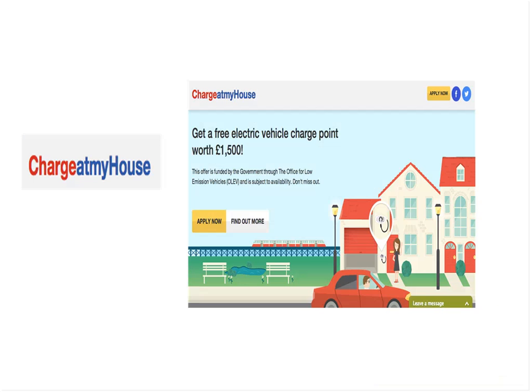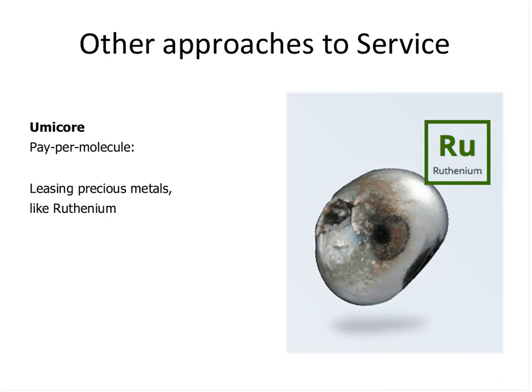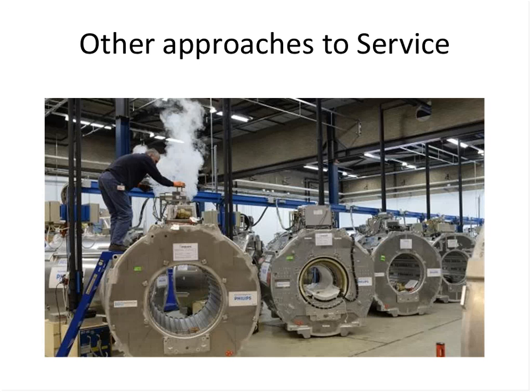Free electric vehicle charging points, again, the rise of the electric vehicle, you need an infrastructure. You might have one in your garage, and during the day you might lease that out to someone for a price. There's other approaches to service which are really interesting and coming through. So here's a company, Umicore, where they're renting out molecules, leasing precious metals like ruthenium. So going back to that periodic table, if they're precious, you want to know where they are, and you ideally want to have them back. So you might have a completely different relationship between a provider and a user than we have historically, to enable you to keep these materials circulating for longer.